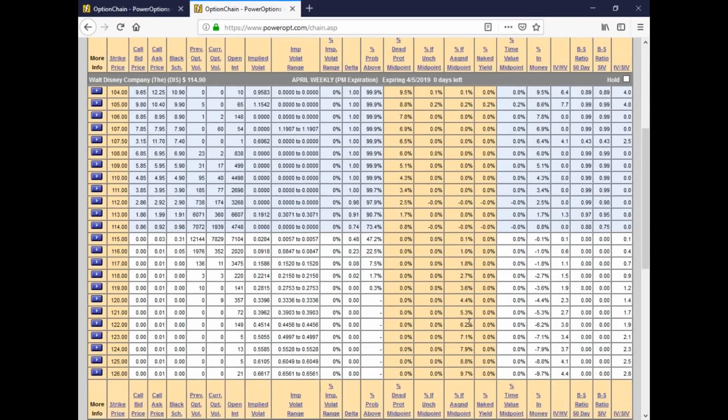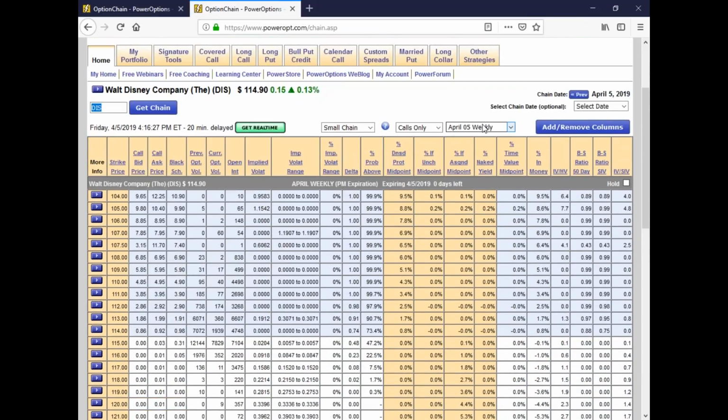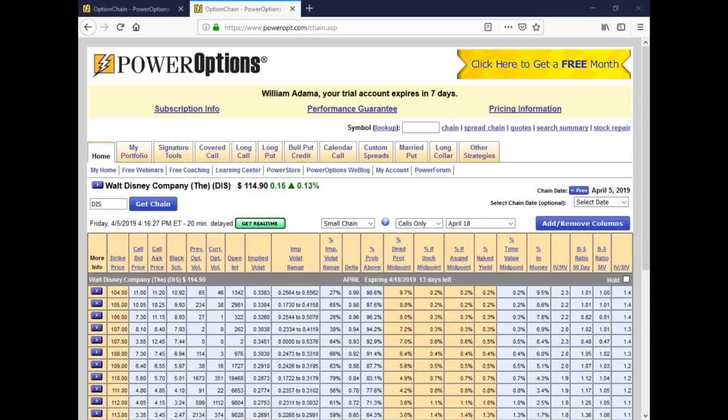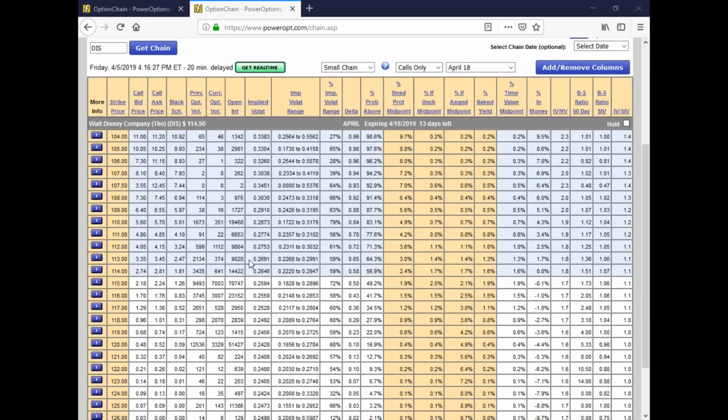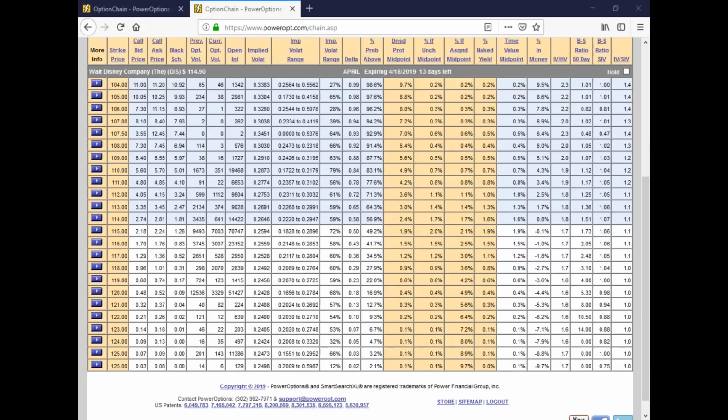Okay, so what was our first? Let's go April, yeah, let's go to the 18th, standard expiration, okay? Now, where I'm going with this is here's our values. This is the call, so let's look at a bear call spread. I'm not saying I'm bearish on Disney. Let's just take this as an example. Let's say with the stock at 114, I want to sell a 118 call and buy a 120, okay?